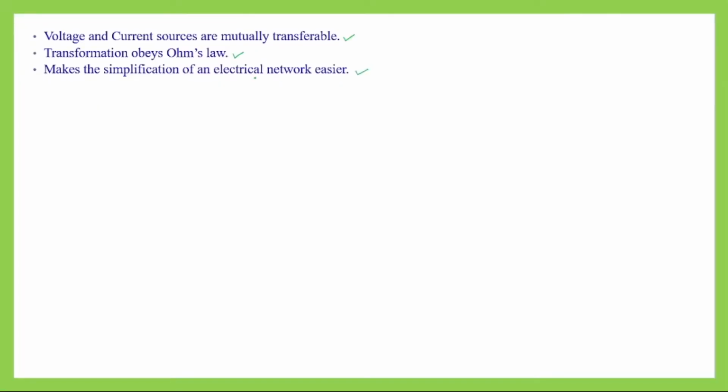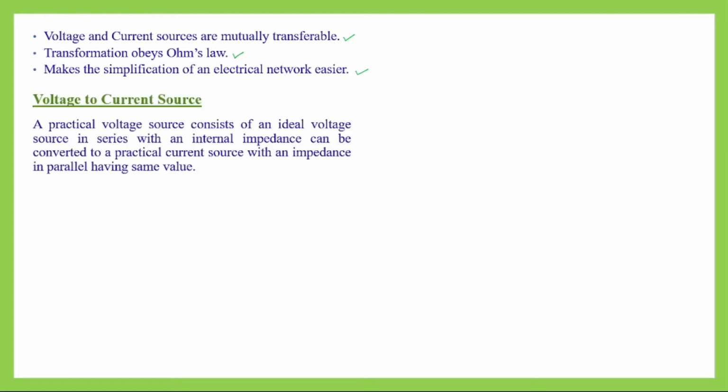So first we will see how we can transform a voltage source into an equivalent current source. The voltage to current source transformation rule says that if we have a practical voltage source consisting of an ideal voltage source in series with an internal impedance, that can be converted to a practical current source with an impedance in parallel having the same value.